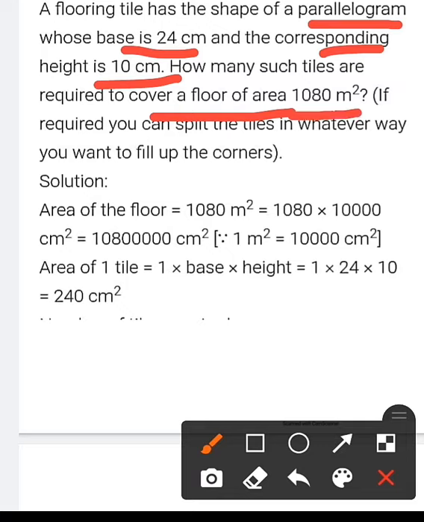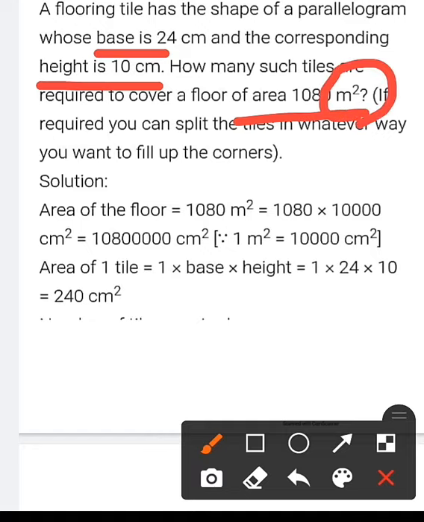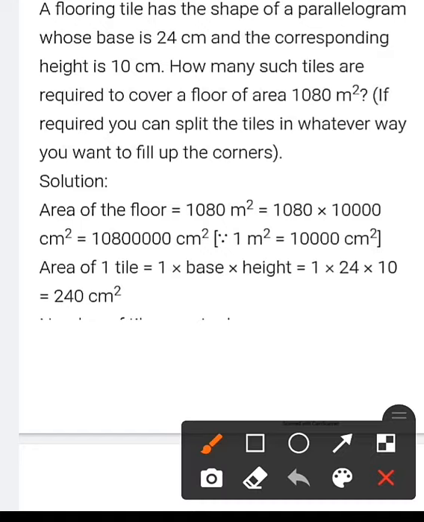Now area of the floor is already given to us. The area of the whole floor is already given. Okay. Now we have to find out the solution. Before we go to the solution part, please note that this base and height are given in centimeter and this area is given in meter. So units are different. So first of all, we have to make the units same. The measurement in meter, we first have to convert into centimeter. Let us start the solution part.